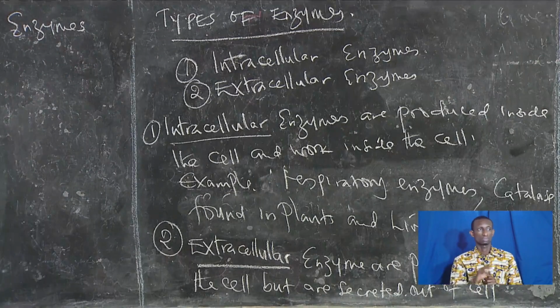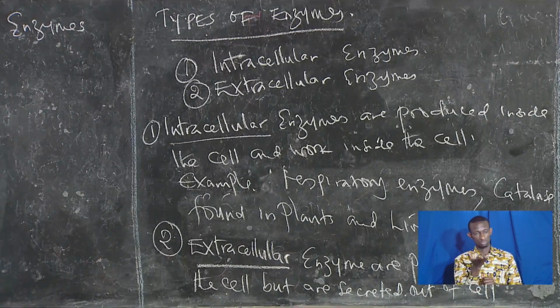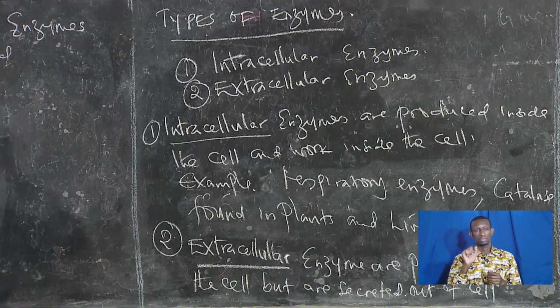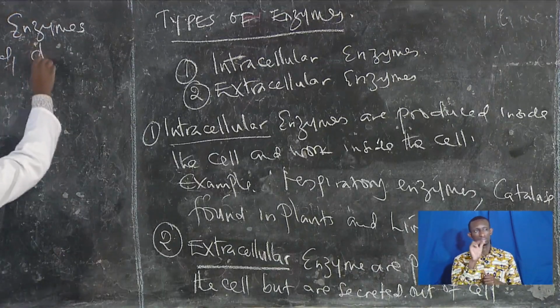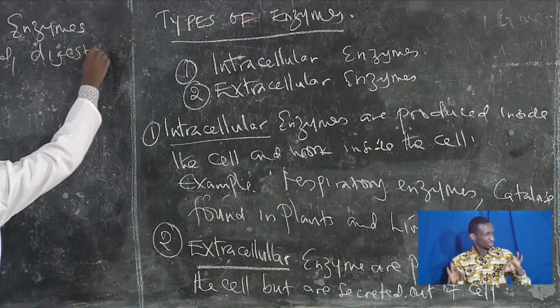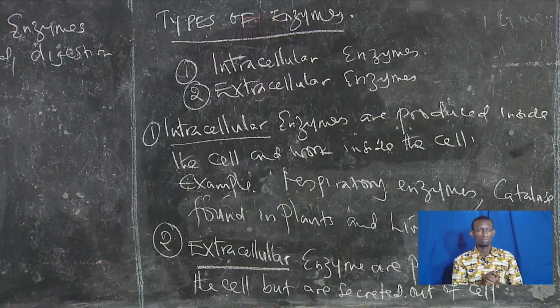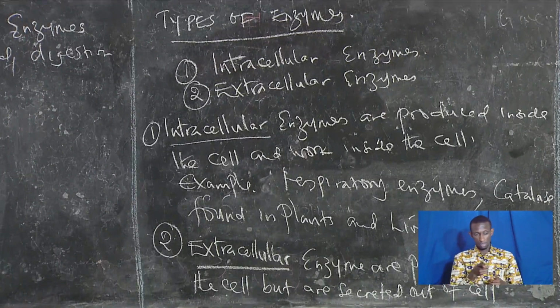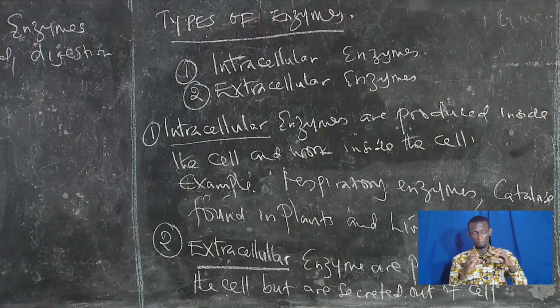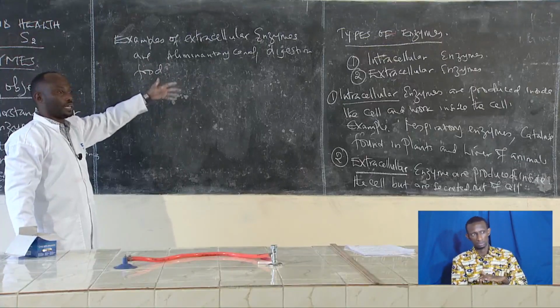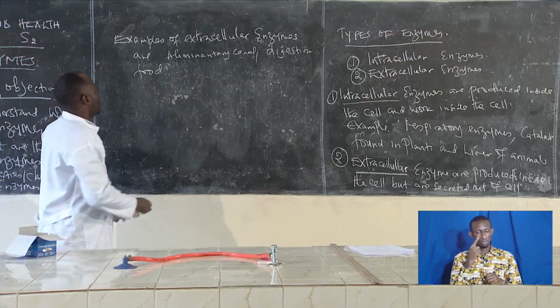Examples: we have what you call alimentary canal enzymes, which perform the role of digestion of food, because we know that we have two types of digestion. We have chemical digestion and mechanical digestion. So for the case of chemical digestion, it's normally done by the enzymes that are found in the alimentary canal. We have the salivary amylase, we have the pepsin and renin, which are found in the stomach.